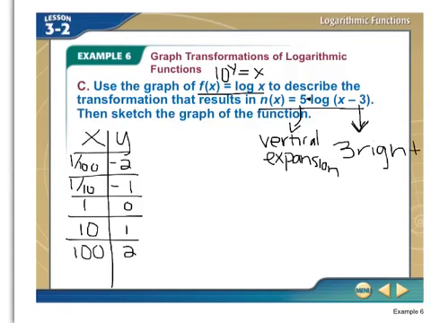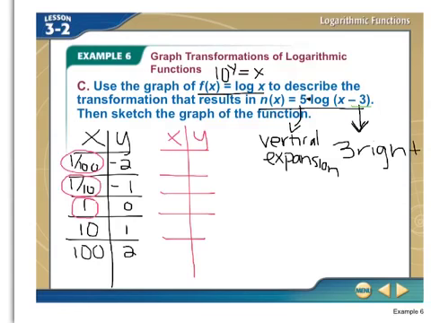Now, what we're going to do is we're going to then translate all of these points 3 to the right. So translating something 3 to the right adds 3 to each of the x coordinates. Okay? So we're going to do this in phases. To find n of x, we're going to start by shifting everything to the right. So if we shift to the right, that adds 3 to each of these x coordinates. So if I add 3 to each of those x coordinates, first of all, this would be 4, this would be 13, this would be 103.